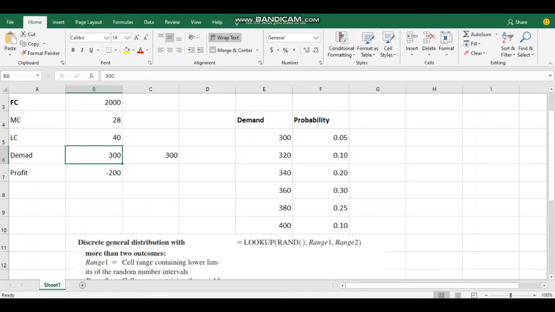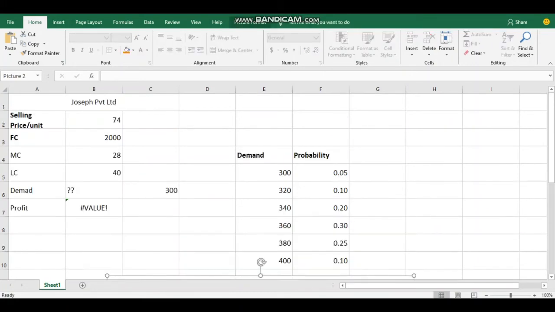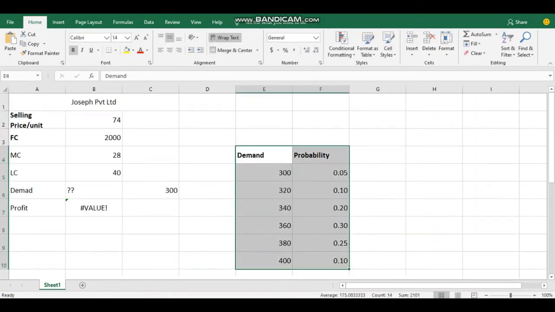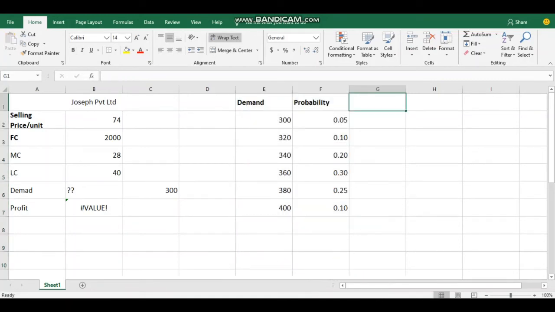Here our objective is not that. Our objective is to find out the demand rate. This is our question. That is what we have to simulate. How do we simulate that? It's very simple. Using this formula, first let us paste this here. Yes, first we have to calculate the cumulative probability.